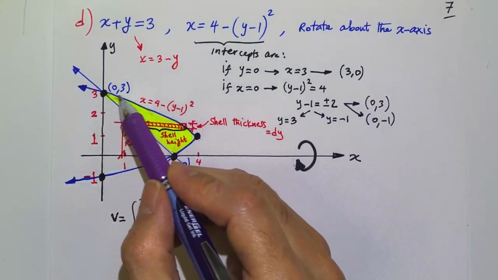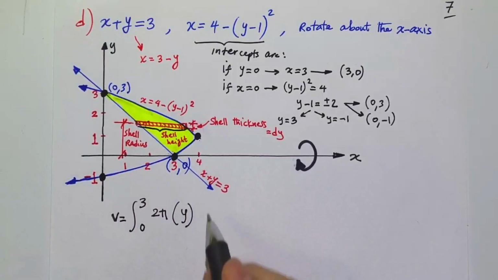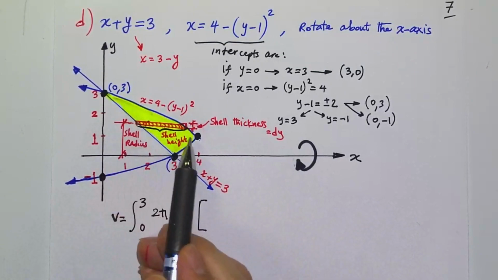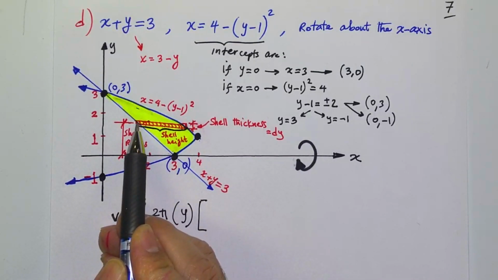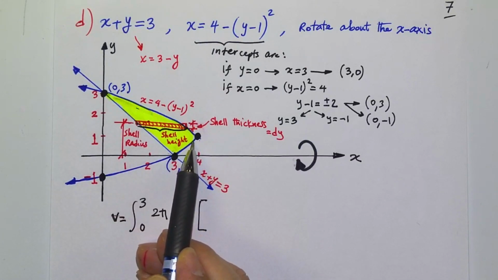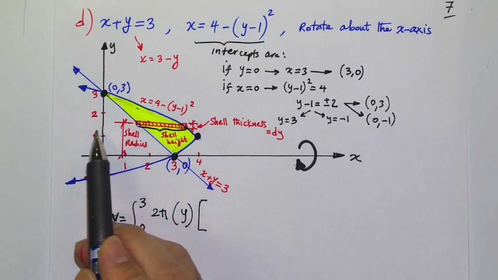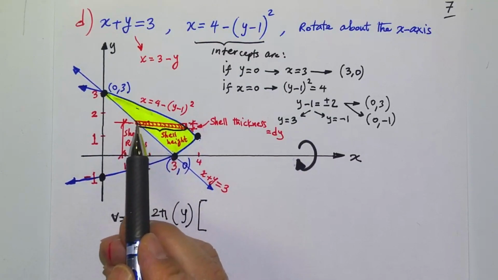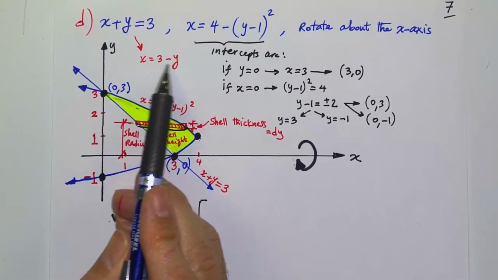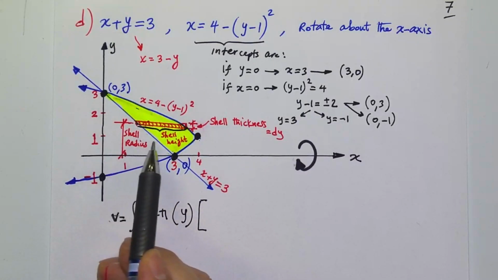But this curve, because it's above and to the right of this curve, then we need to write it like that. This distance, the shell height, would be that distance minus this distance, right? Any point on this curve has a distance equal to that from the y-axis. And we're taking the shell height, right? And any point on this line has a distance equal to that, 3 minus y, from the y-axis.